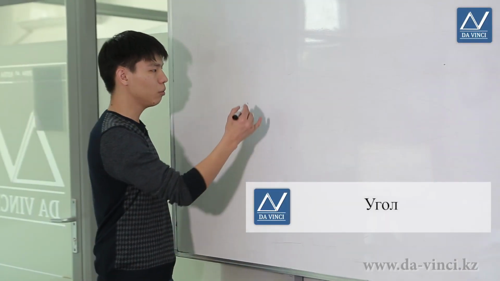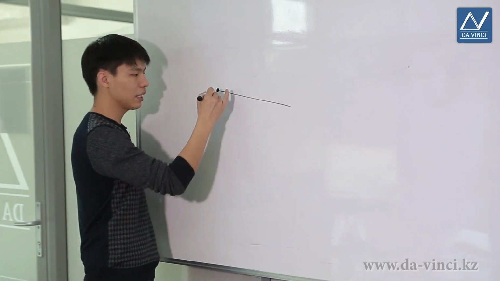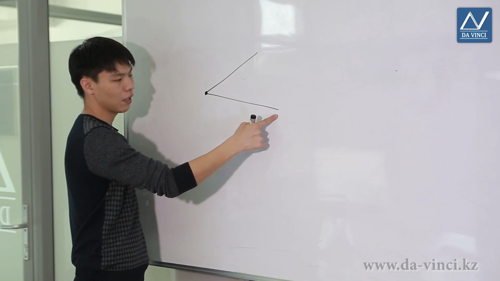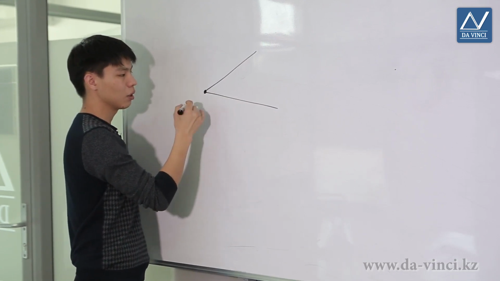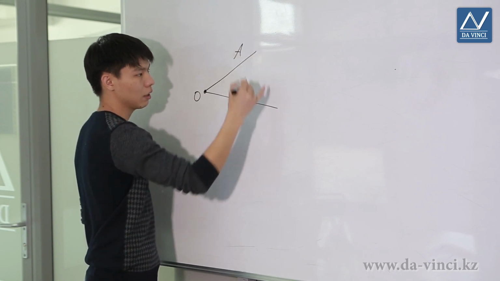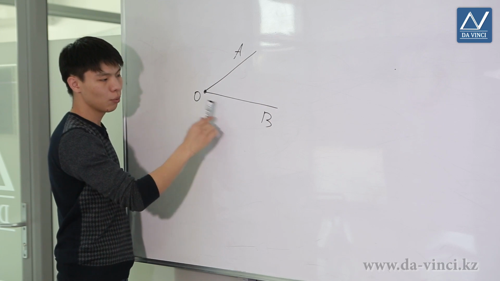An angle in geometry is a shape formed by two rays originating from a single point in space. Here we have an angle: two rays originating from one point. Let this point be O. Let us consider the ray OA and the ray OB. In this case, we can determine the angle AOB.